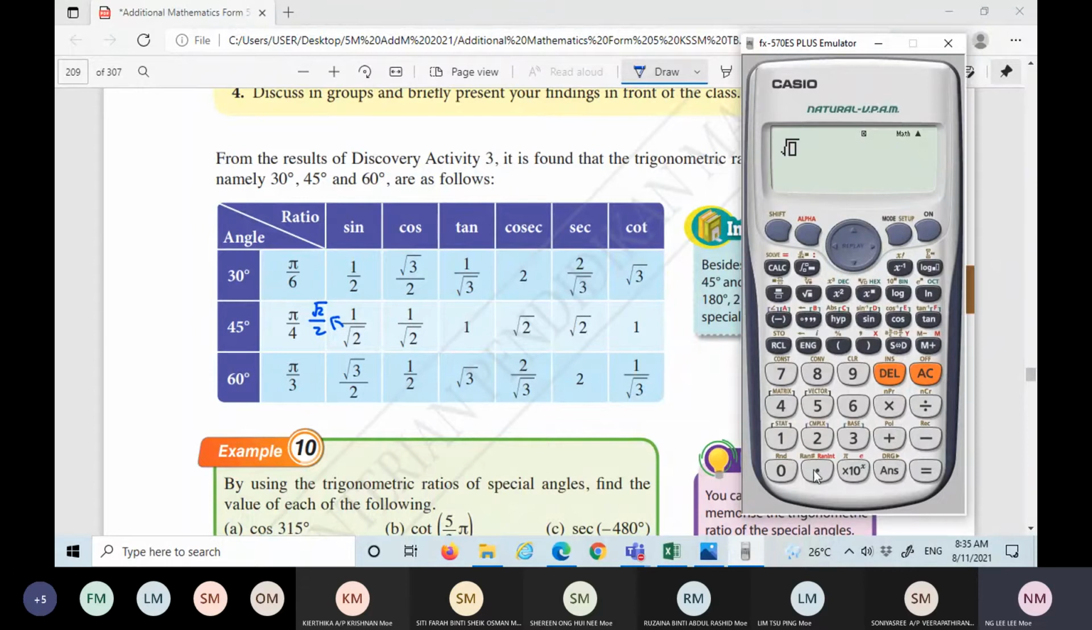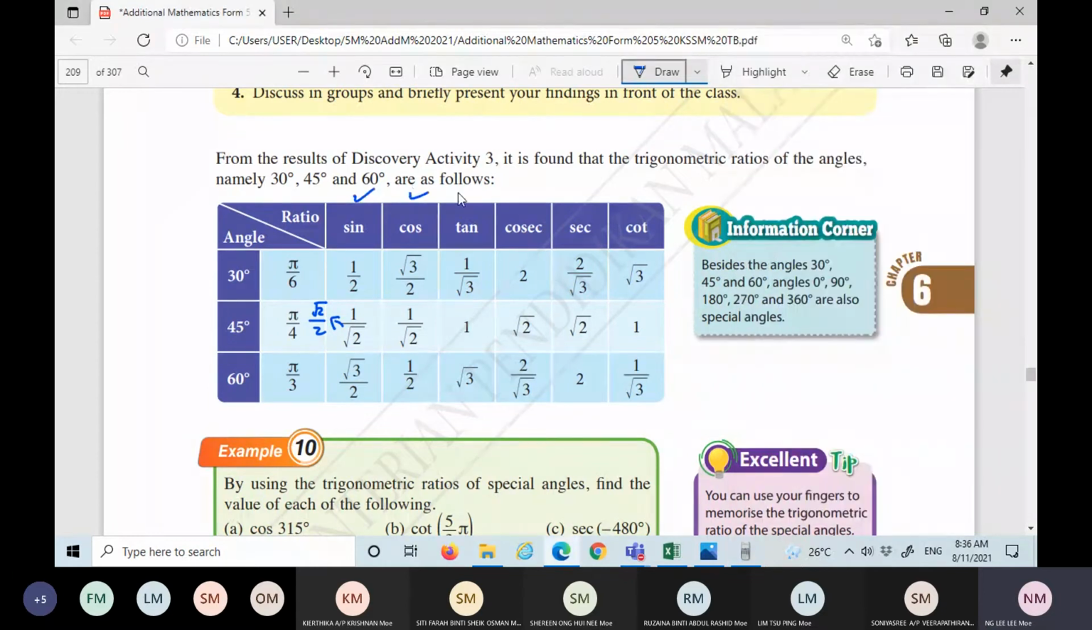Okay, let us test. Square root 2 over 2. You just test it this way. 0.7071, then you write the answer as square root 2 over 2. So you don't have to memorize all this because you can use a calculator to help you. You just have to know it will involve square root 3 over 2, square root 2 over 2, and then square root 3 for tangent. That's all. So for modern maths, you learn these 3.